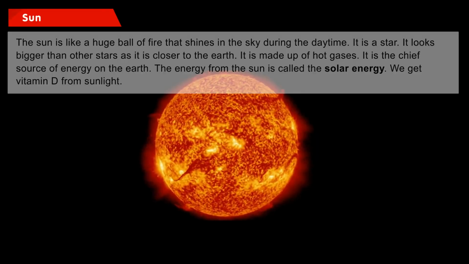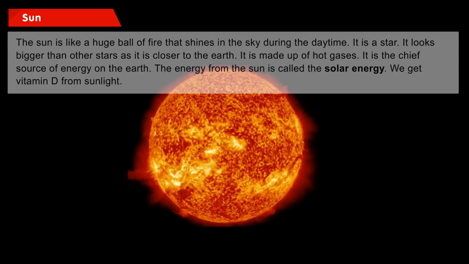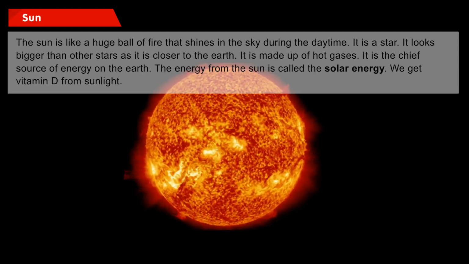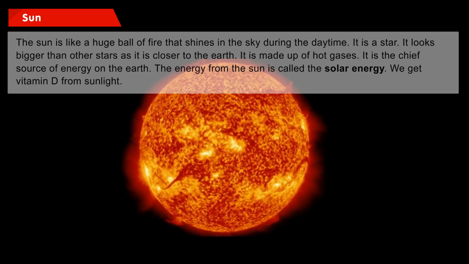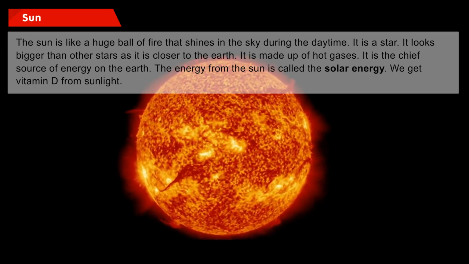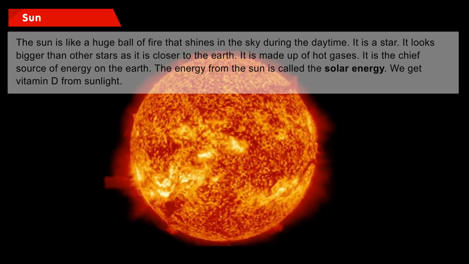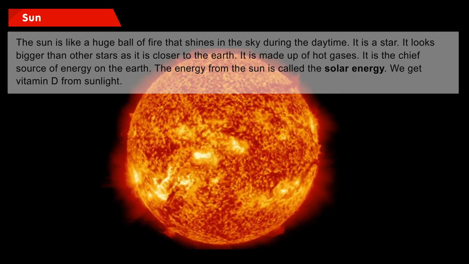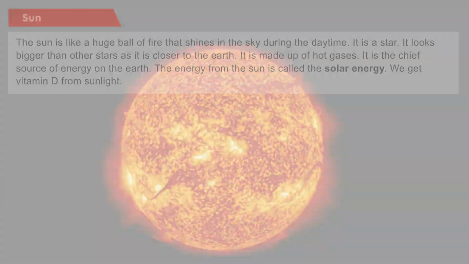Sun. The sun is like a huge ball of fire that shines in the sky during the daytime. It is a star. It looks bigger than other stars as it is closer to the Earth. It is made up of hot gases. It is the chief source of energy on the Earth. The energy from the sun is called the solar energy. We get vitamin D from sunlight.